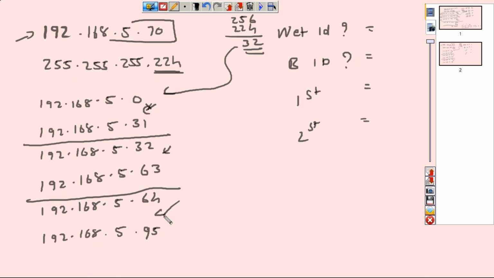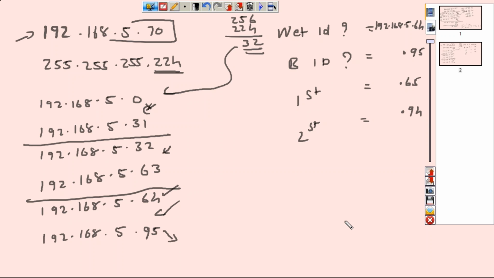Good. Now we know that 70 is inside, which means what is our network ID? The first one. What is our broadcast ID? That guy right there. So 192.168.5.64 is our network ID. 95 is our broadcast ID. 65 is our first usable. 94 is our last usable. Anything different from the last few problems? Not really. We use the same method. We find our network, and as long as that IP is not inside, we keep going until we get that guy somewhere in between the first and the last IP.